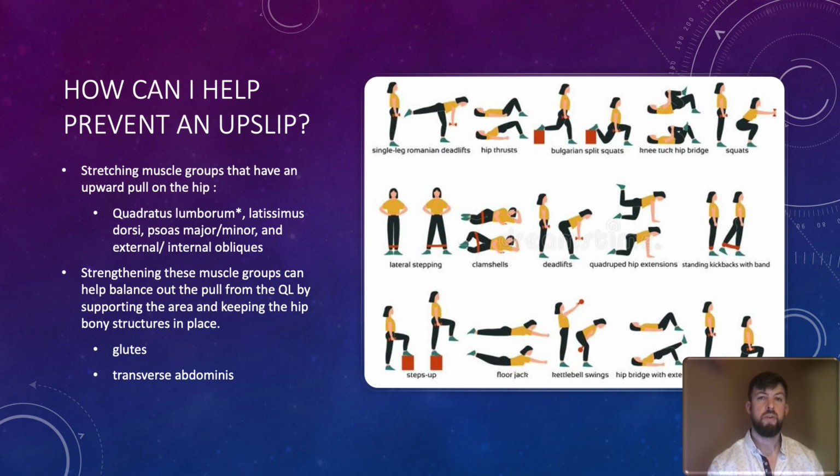You can help prevent a pelvic upslip by stretching muscle groups that have an upward pull in the hip. These muscles are the quadratus lumborum, latissimus dorsi, psoas major and minor, and the external and internal obliques. The main muscle groups that oppose the QL and can help prevent an upslip are the glutes and the transverse abdominis. Strengthening these muscle groups can help balance out the pull from the QL by supporting the area and keeping the hip and bony structures in place.